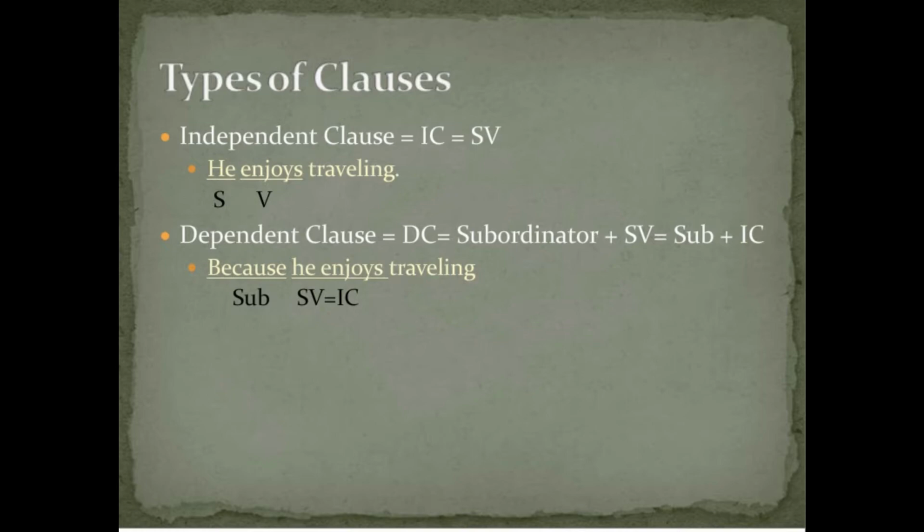The dependent clause, or DC, has at least one subordinator and at least one independent clause, or subject and the verb. For example, because he enjoys traveling. In order to make a sentence, you should use at least one independent clause with a period at the end. You cannot make a sentence with only one dependent clause.